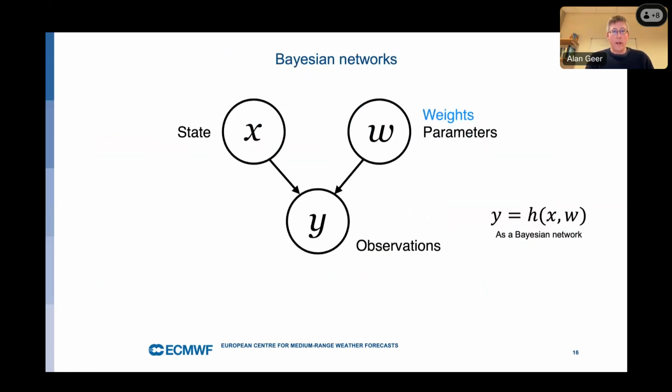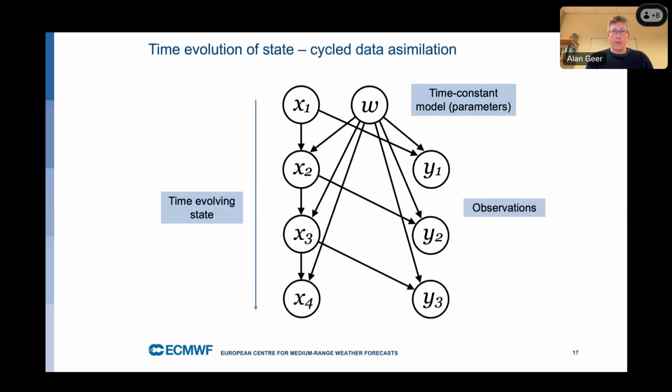So we go back to that Bayesian network. This is just a little element of the whole data assimilation problem, and we know how to solve it because we have Bayes' theorem. I showed you very quickly how to solve this Bayesian network. And if we plug that into the time evolution of the state, so the states x1, x2, x3, x4 represent, for example, different days or different time steps of a forecast model.